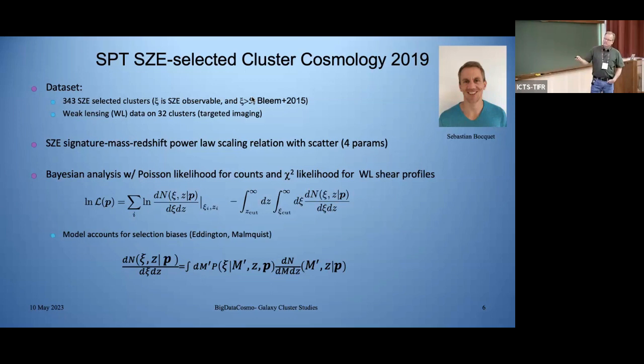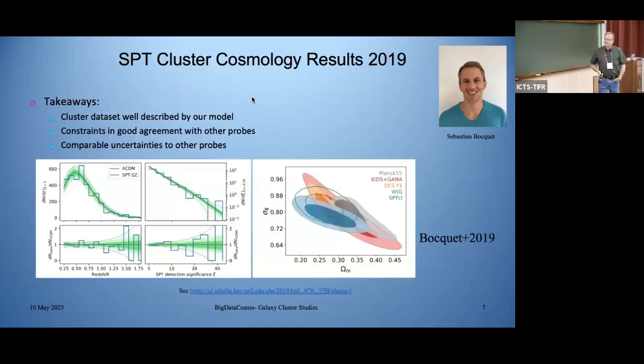This is what our likelihood is. We cycle through the clusters. We know what the probability of finding a cluster at a given signal to noise in redshift is. Xi is signal to noise. There's this term here, which is like an integral over that halo observable function. The modeling then accounts for the different selection biases, the most important being Eddington and Malmquist. And here is just an expression for the number density with respect to Xi and redshift, expressed as this integral. This is a Bayesian approach, and you can see the mass function, the halo mass function appearing here. Okay, so many of you are probably familiar with that, but some not.